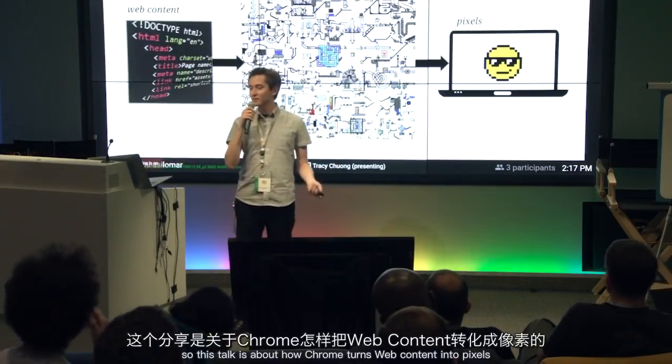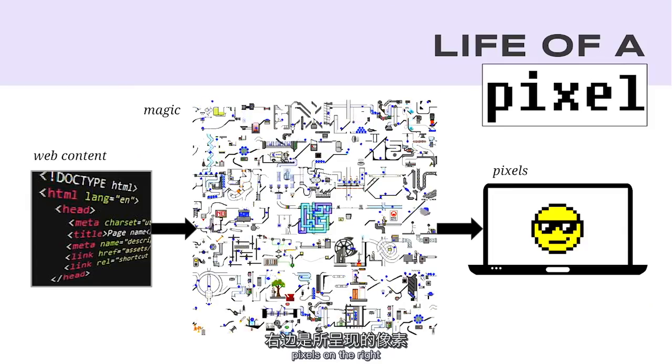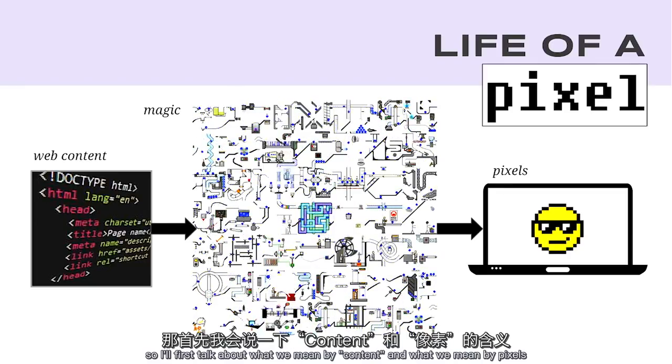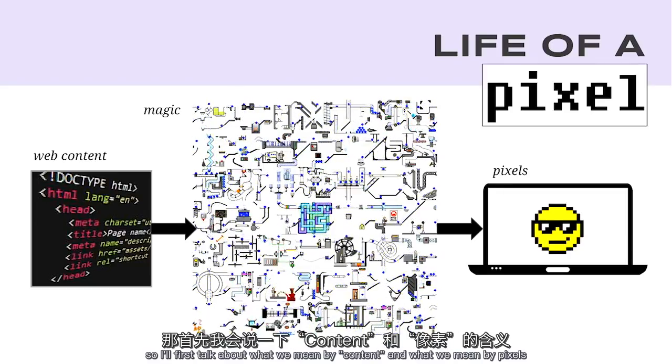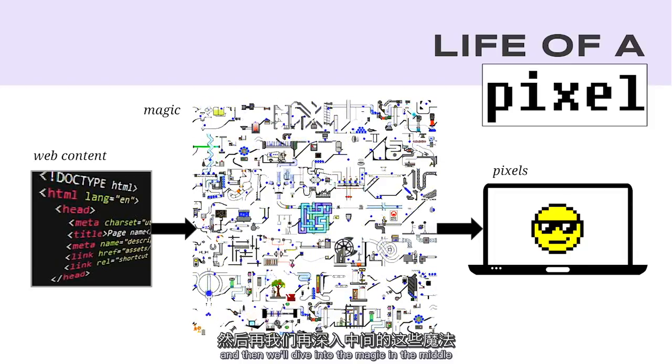So this talk is about how Chrome turns web content into pixels. We have web content there on the left, pixels on the right, and in the middle is all this magic that we call rendering. So I'll first talk about what we mean by content and what we mean by pixels, and then we'll dive into the magic in the middle.